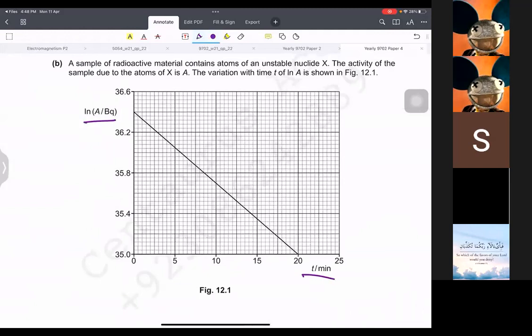Now, any points you wish to take, right? Any. So the first point is very easy, this one. I think it is 36.4 and on the x-axis it is 0. So this is 1 point, and here this is 35.0 and 20. So 20 minus 0 over 35.0 minus 36.4. What is the answer? Can you please find?